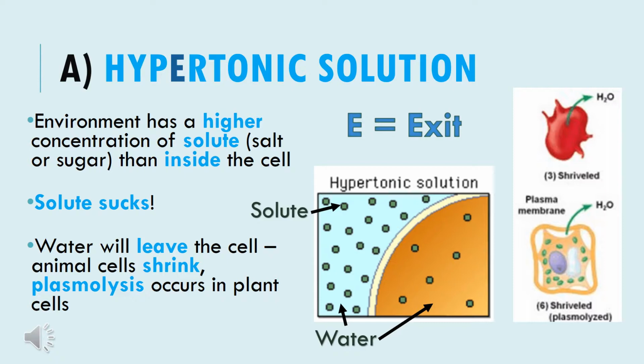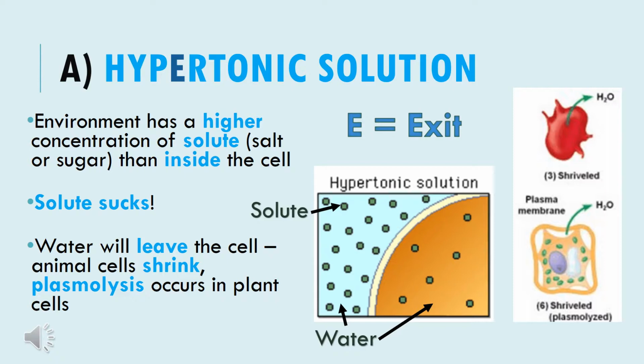If you remember the phrase "salt sucks," you can remember that water will move in the direction where there's a higher concentration of solute, because that means that environment will contain a lower concentration of water. If an animal cell is placed in a hypertonic solution, then the cell will shrink, making it look like a raisin. If a plant cell is placed in a hypertonic solution, it can't shrivel up like a raisin because it contains a cell wall. However, you will notice that the cell membrane and the cytoplasm shrink away from the cell wall, leaving gaps, and that's called plasmolysis.